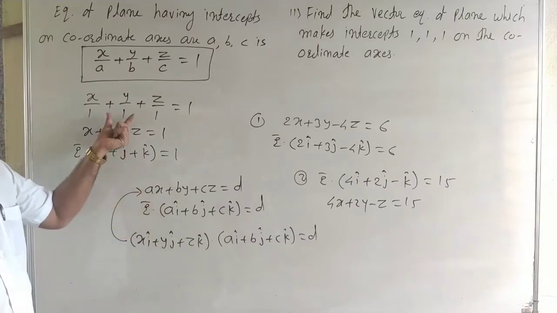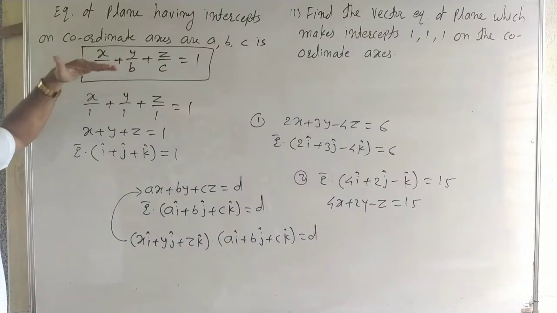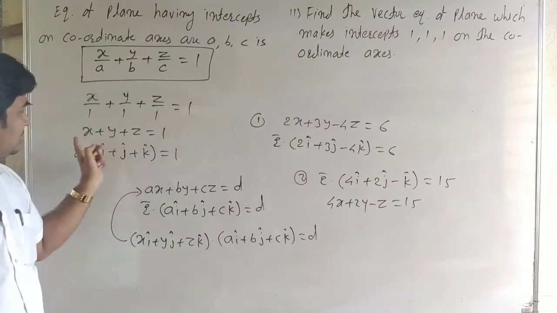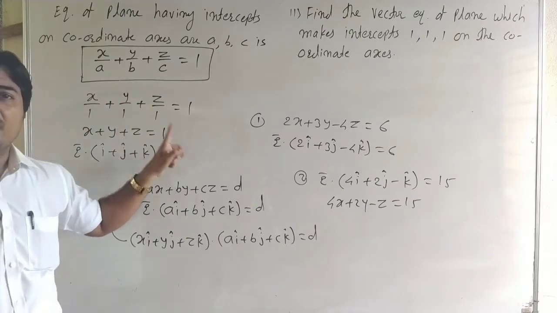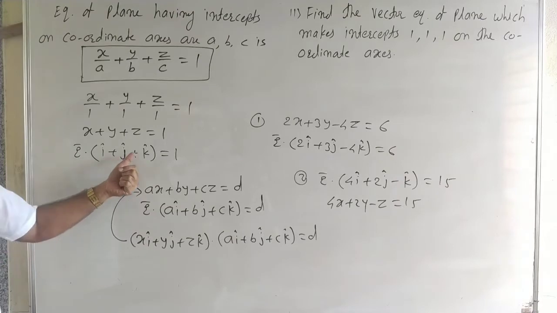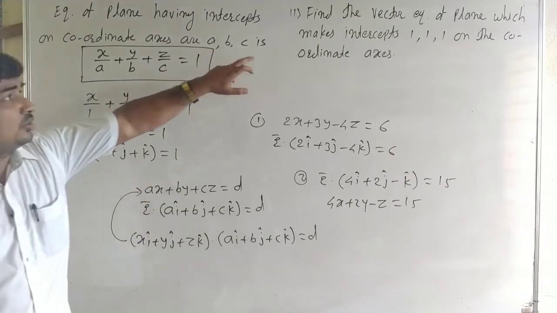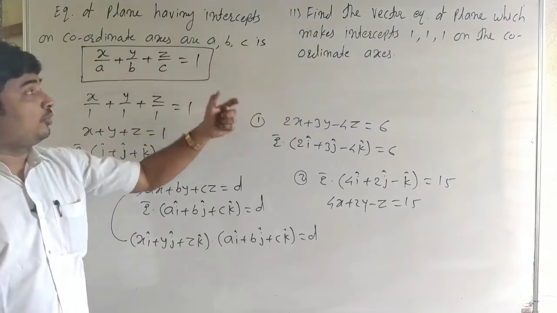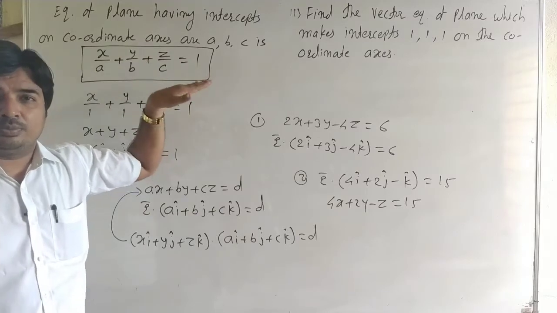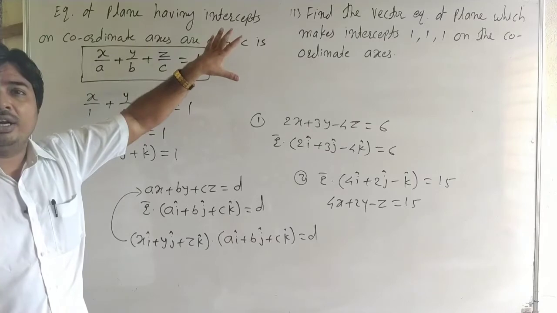Now in our example, we can directly write the answer: x upon a plus y upon b plus z upon c is equal to 1, that is x plus y plus z is equal to 1. It is the Cartesian equation of plane, and therefore its vector equation is r bar dot (i cap plus j cap plus k cap) is equal to 1. It is the final answer of this question. Here we use the formula x upon a plus y upon b plus z upon c is equal to 1, that is the intercept form, where the plane makes intercepts a, b, c with the coordinate axis.